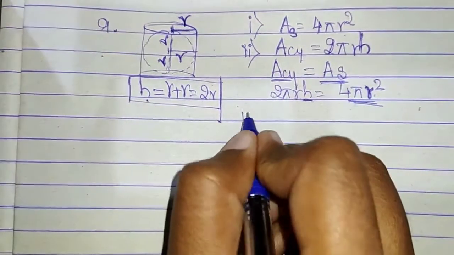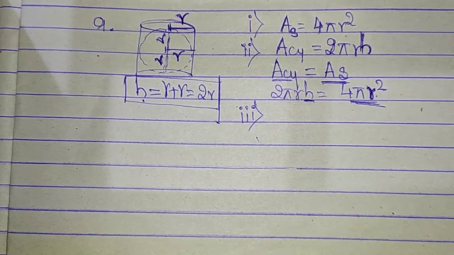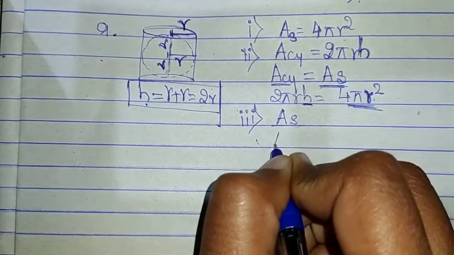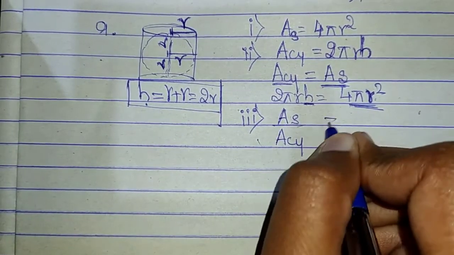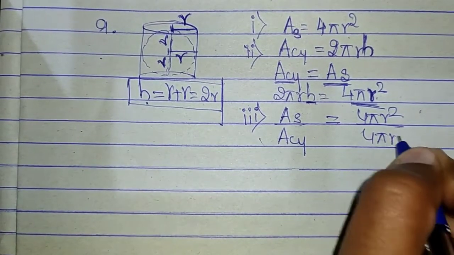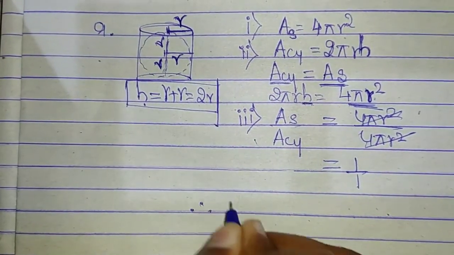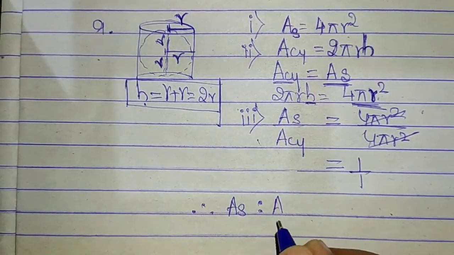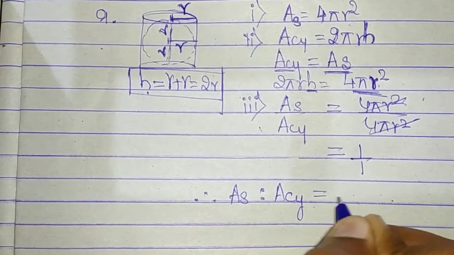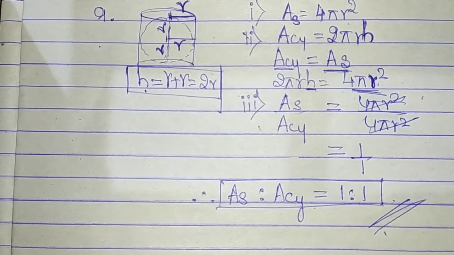Lastly, we are supposed to find the ratio of the areas obtained. So the ratio of area of sphere to area of cylinder, A sphere upon A cylinder, is equal to 4 pi r square by 4 pi r square, which cancel each other. So we get 1 by 1. Therefore, area of sphere is to area of cylinder is equal to 1:1. This is the solution to the final question.